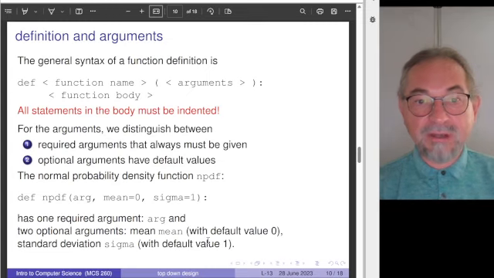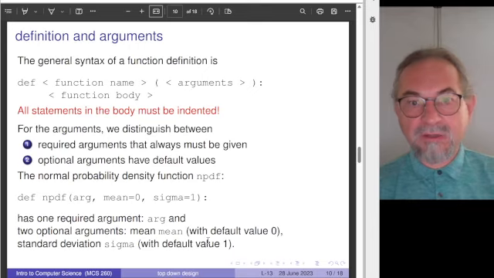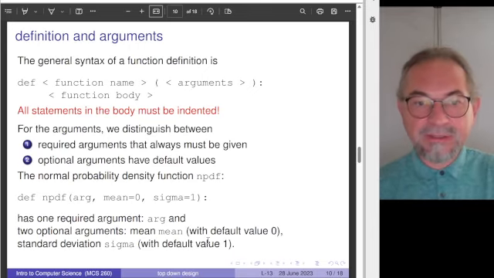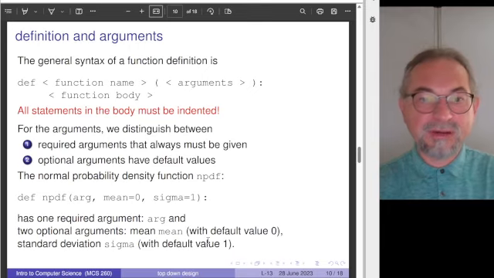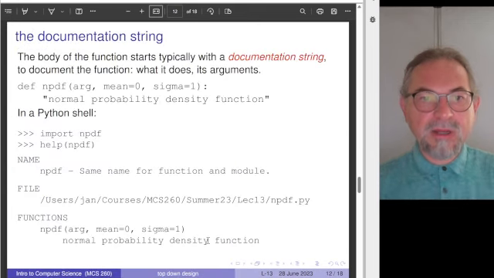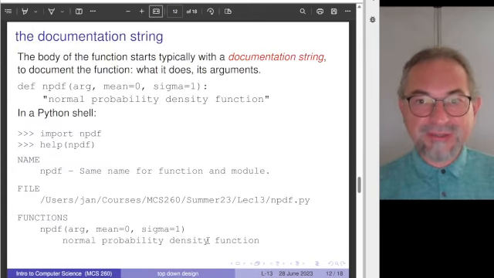You can give default values. So if we have the normal probability density function, the PDF, and suppose that we want to evaluate this, then there is an argument and there are two parameters, the mean and the standard deviation. By default, the standard Gaussian distribution has mean 0 and standard deviation 1. You can provide that as the default values. That makes it easier for the user. A documentation string is also critical.